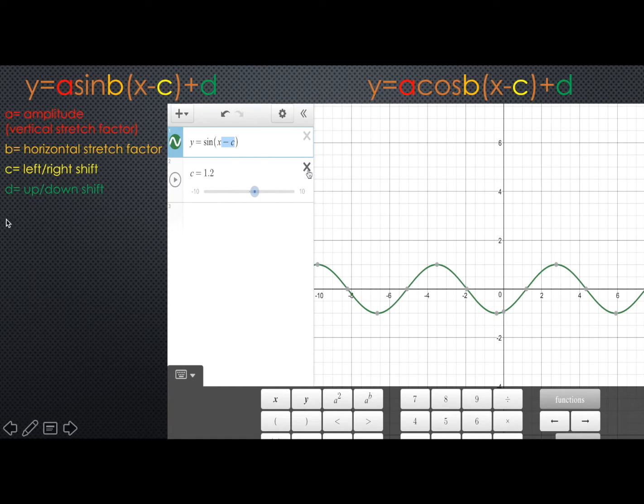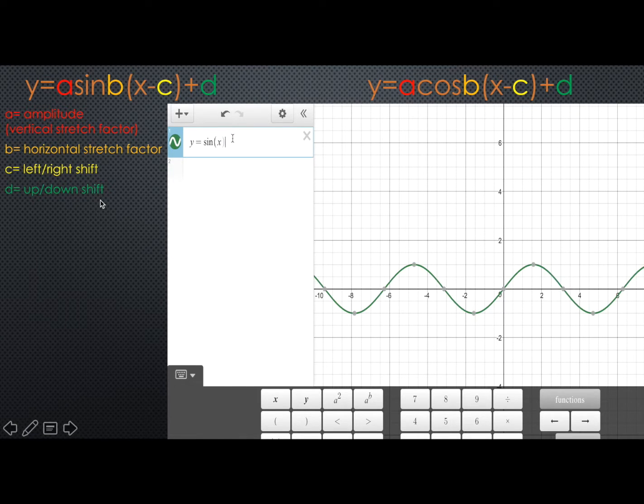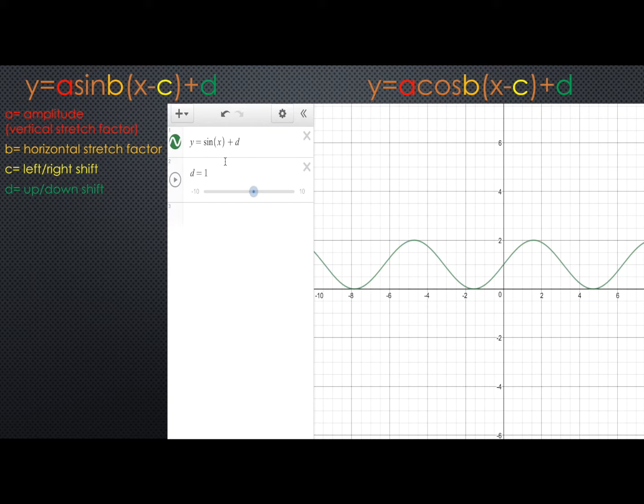And lastly, let's do our d value, or our up or down shift. Plus d. When d is positive, the whole graph shifts upward. And when d is negative, the graph shifts downward.